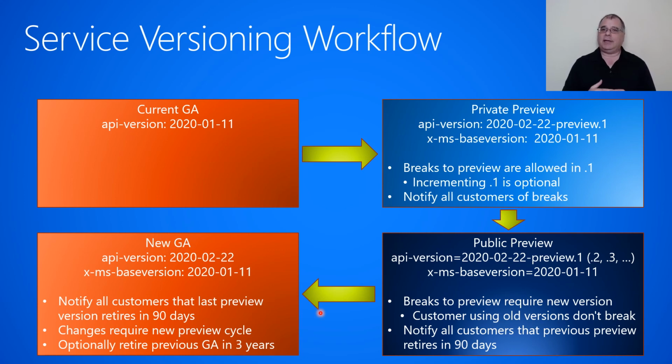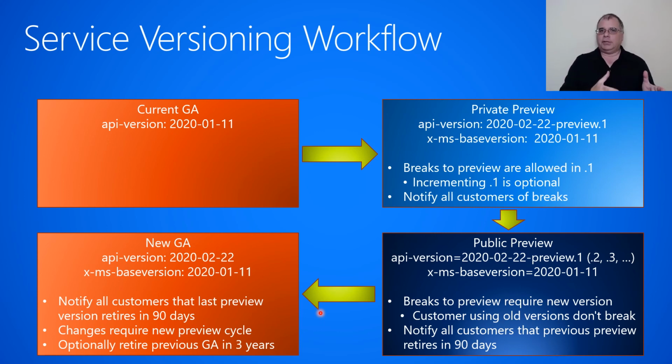Now, we do have a policy in Azure that if you want to make a breaking change between GAs, it is possible to do so, but we notify customers that the breaking change is going to happen, and then you cannot make the breaking change for 3 years. So you're effectively forcing customers to migrate to the new breaking change version, but they have 3 years to do it. As opposed to in previews, we're giving customers only 90 days to do it, but they knew it was a preview. They knew that they had to stay on top of it.